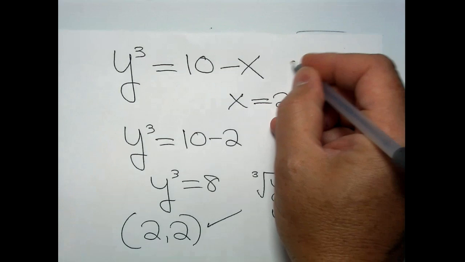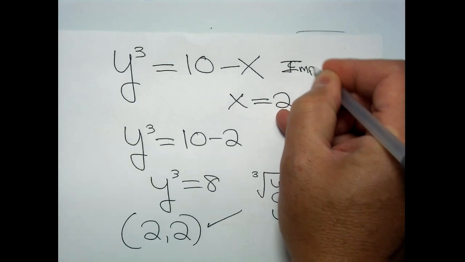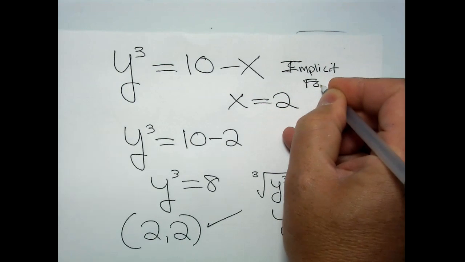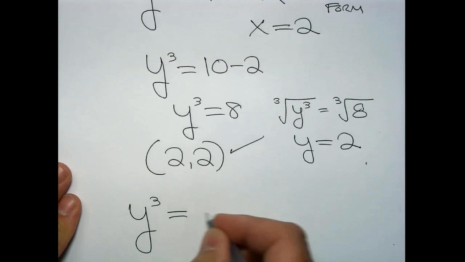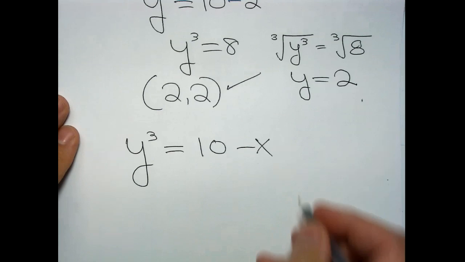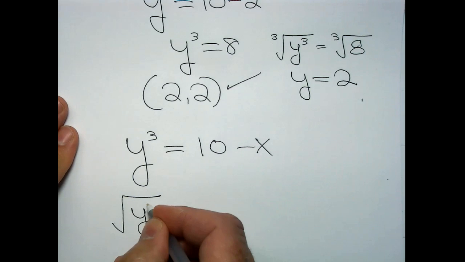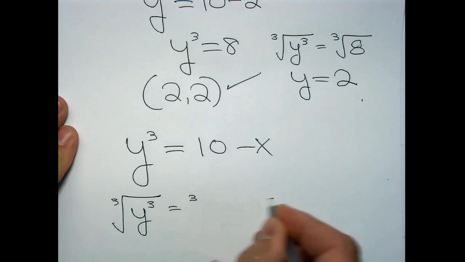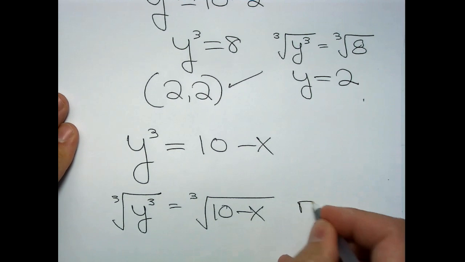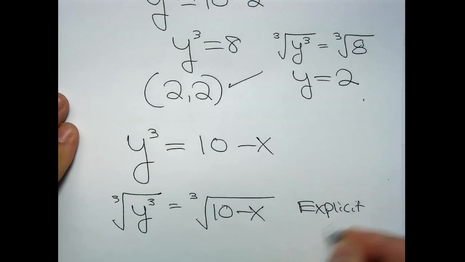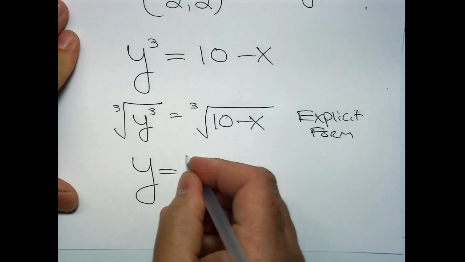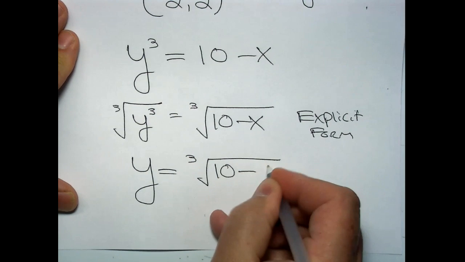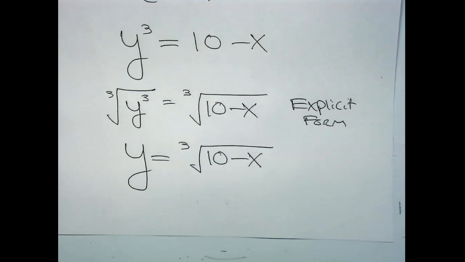Now this is still in implicit form. The only way to get explicit form is to have it state y equals. So it's very explicit. So let's take the cube root of both sides now. And now it's in explicit form. In fact, y equals the cube root of 10 minus x, and this is a great opportunity to write it using function notation.